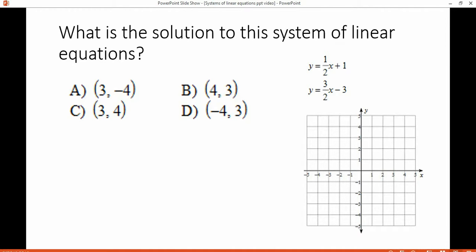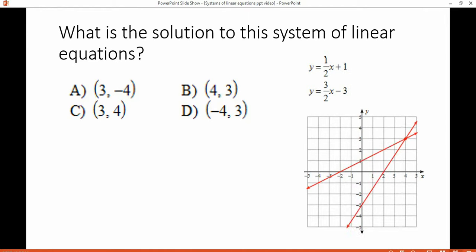The correct answer to this problem is going to be answer choice 4, -3, B. And we know that because this is where our two lines intersect, and where they intersect is where the two equations are equal. That's the solution that satisfies both the equations. So that is our answer. That is our correct answer. Answer choice B.